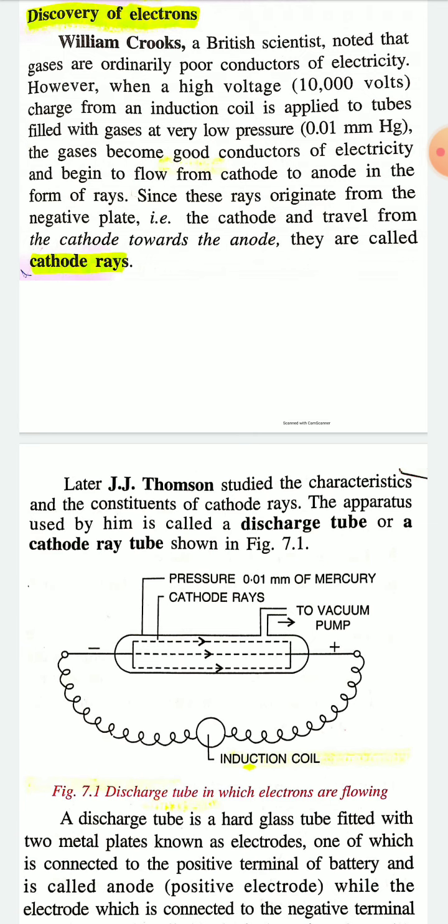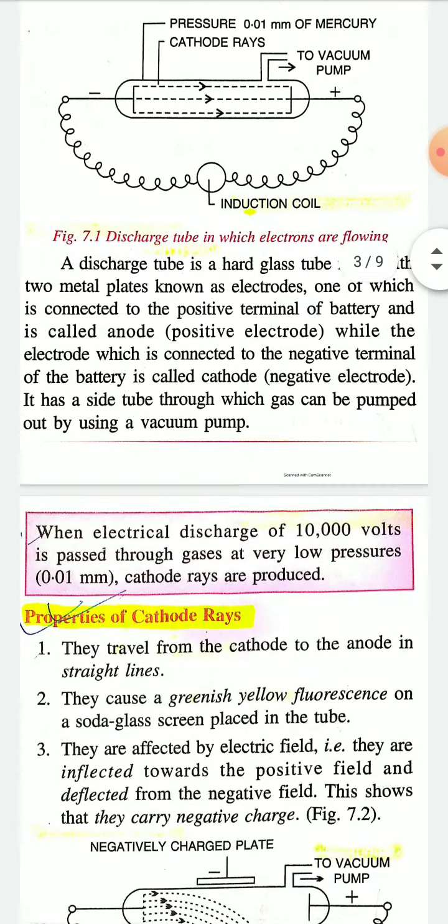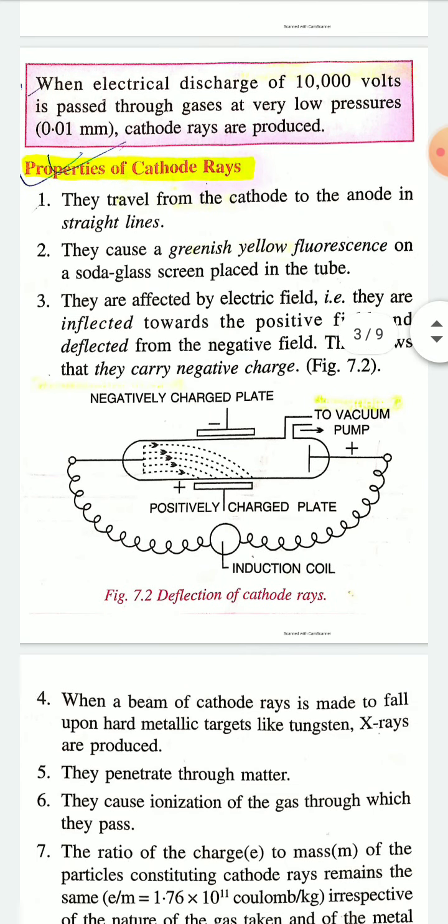So what are the characteristic properties of cathode rays? First, they travel from the cathode to the anode in a straight line. Second, they cause a greenish yellow fluorescence on the soda glass screen placed in the tube.